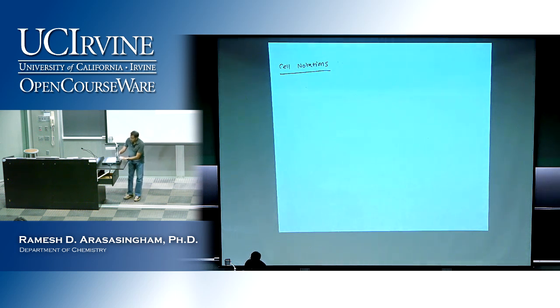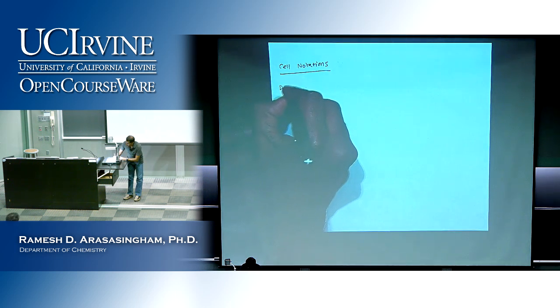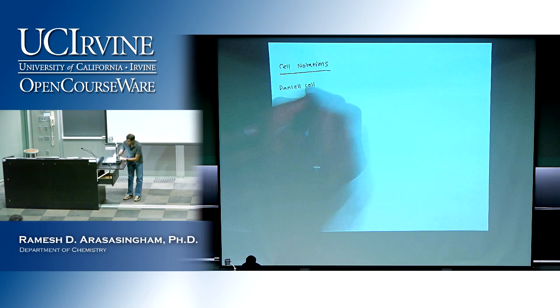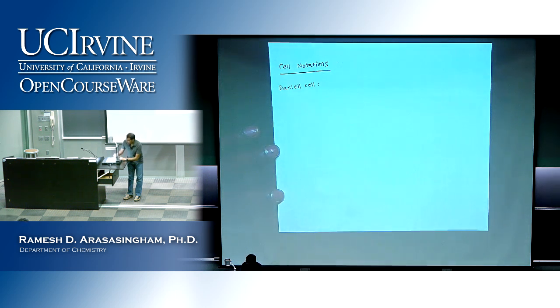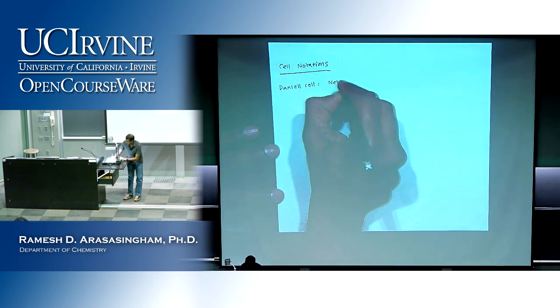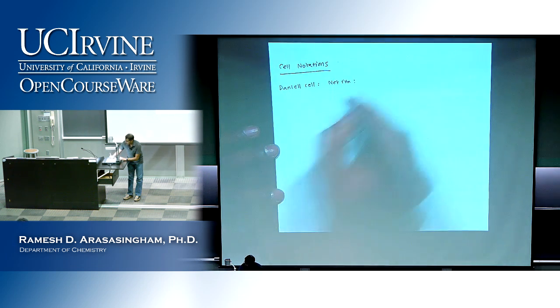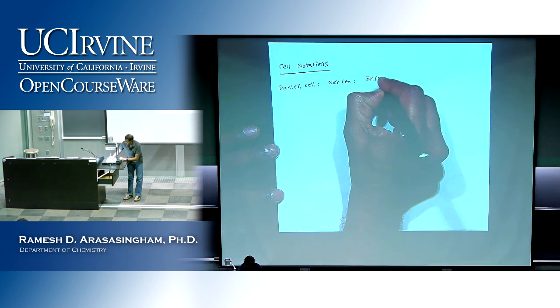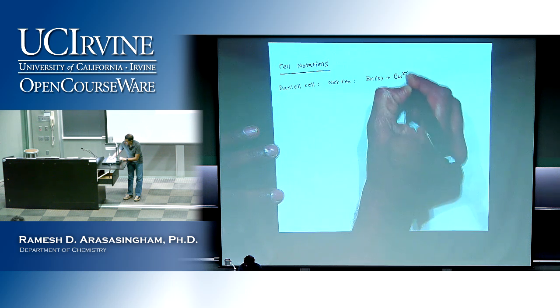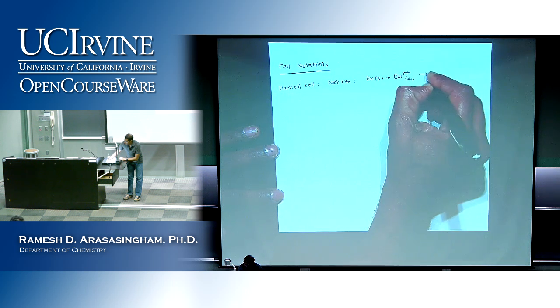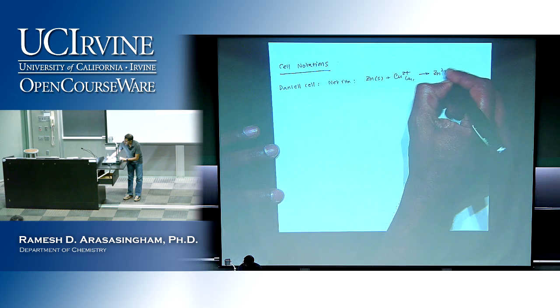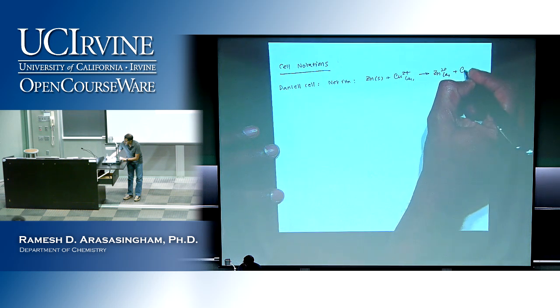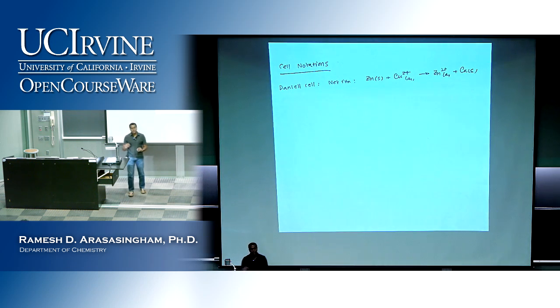And let's start with the Daniell cell. We know in the Daniell cell, the net reaction is that you have zinc solid plus copper 2 plus ions, giving you zinc 2 plus aqueous plus copper solid. So that is in it.